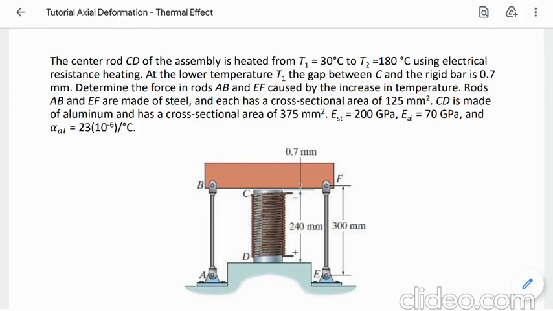Assalamualaikum, hi everyone. So as promised, I'm going to show you again how to solve the thermal effect problem that we did in our last tutorial class. Okay, so here is the problem or the question.